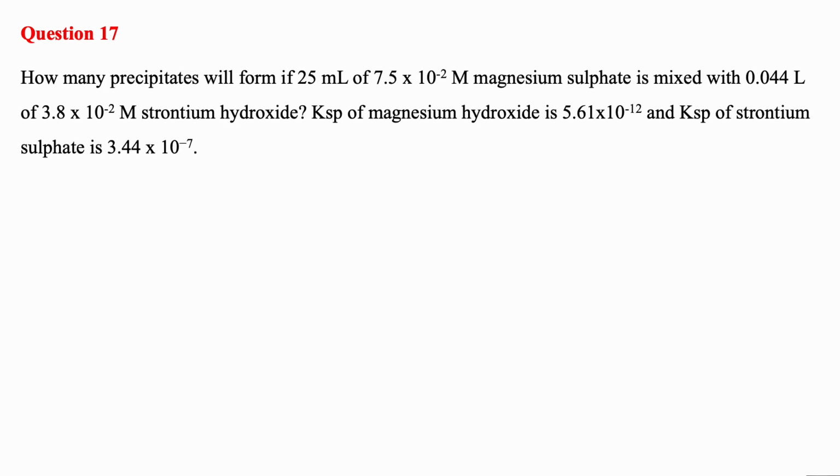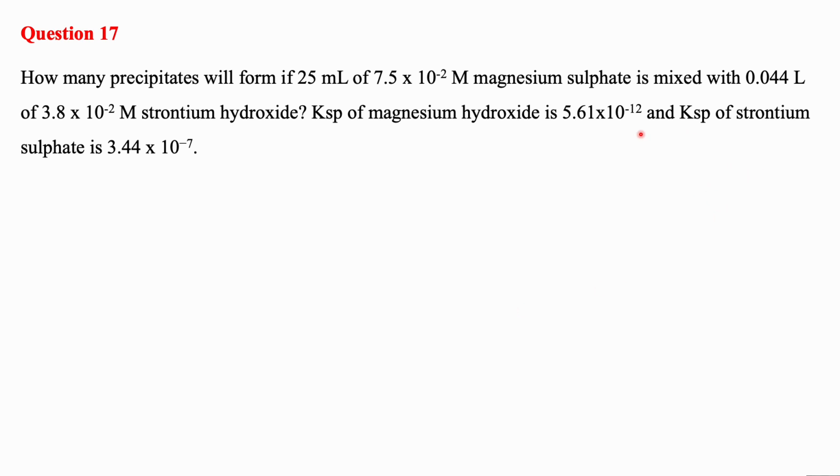Question 17 is saying how many precipitates will form if 25 milliliters of 7.5 times 10 power negative 2 molar magnesium sulfate is mixed with 3.8 times 10 power negative 2 molar strontium hydroxide. The Ksp of magnesium hydroxide was given and the Ksp of strontium sulfate was given. Here you have the 2 Ksp and we need to determine whether two precipitates are going to be formed or not, because you have 2 Ksp.